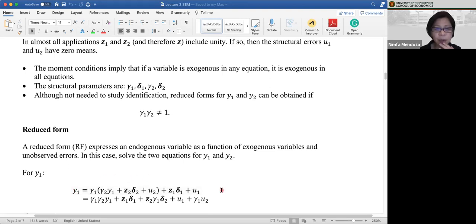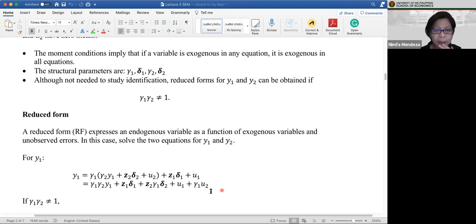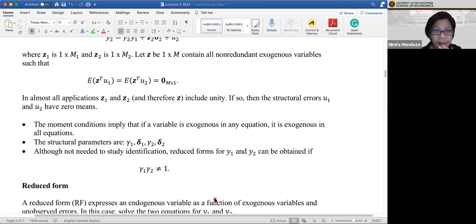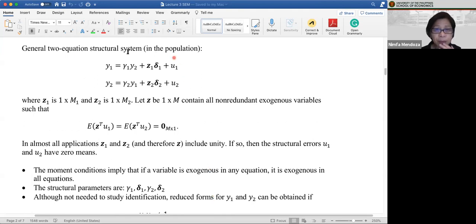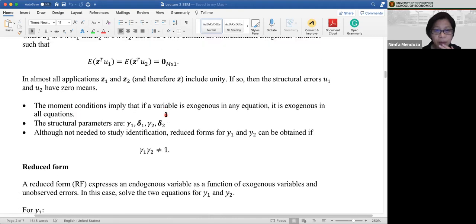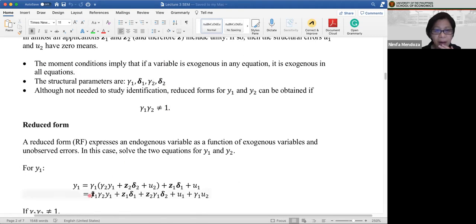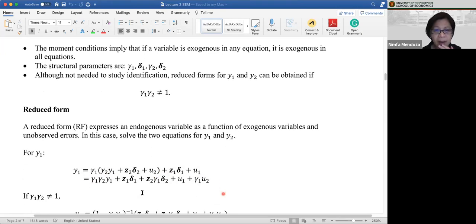So let's get the reduced form for y sub 1. This is the equation for y sub 1. We substitute the second equation for y sub 2, so we would have gamma sub 1 times the expression for y sub 2, plus c sub 1 delta 1 plus u sub 1. Then we gather terms, carry out the multiplication, and we have this expression.